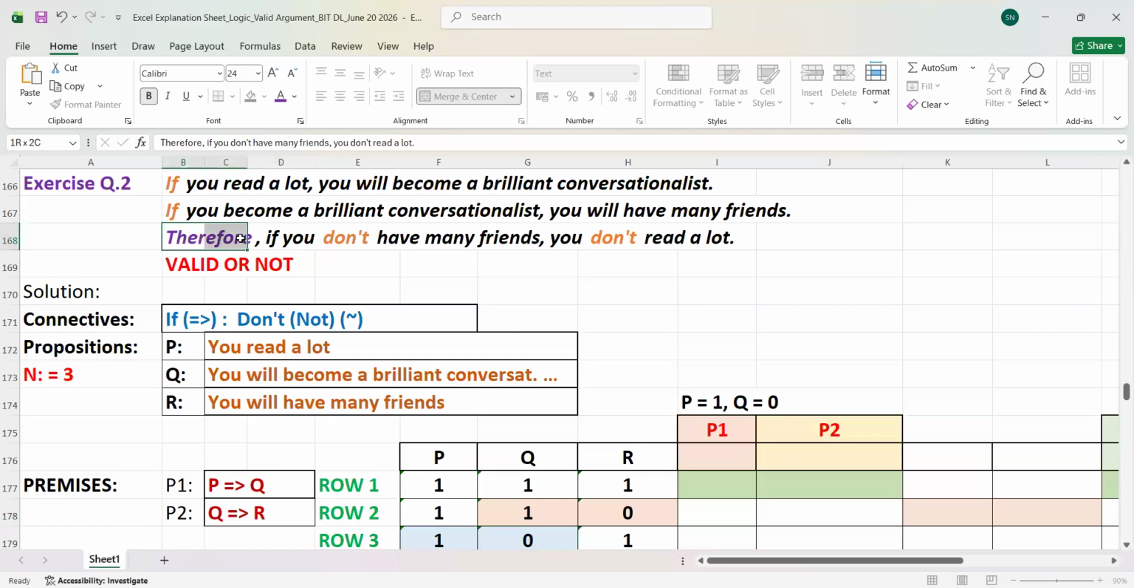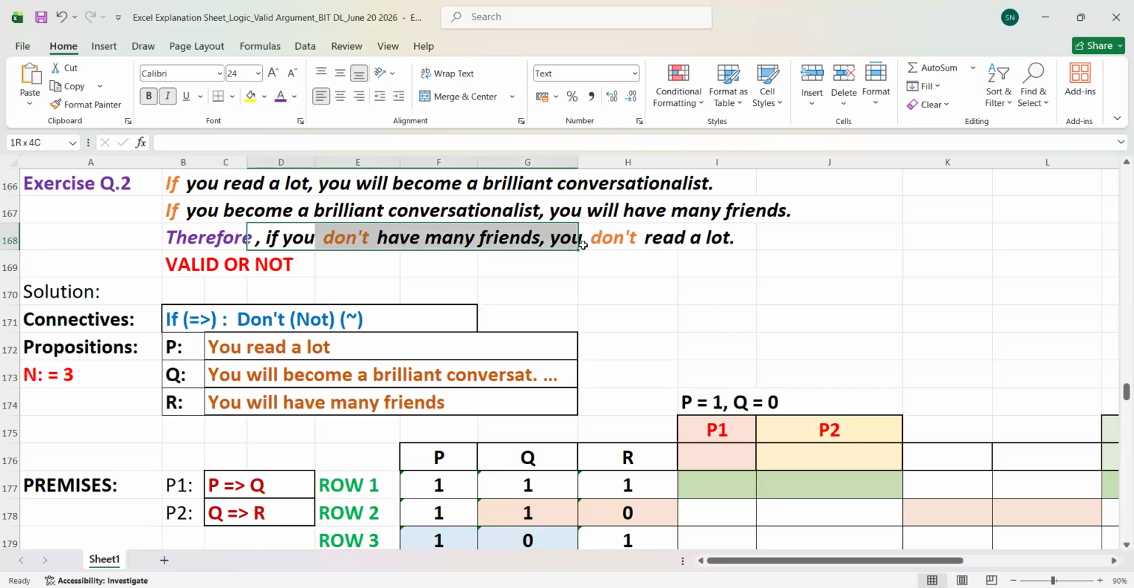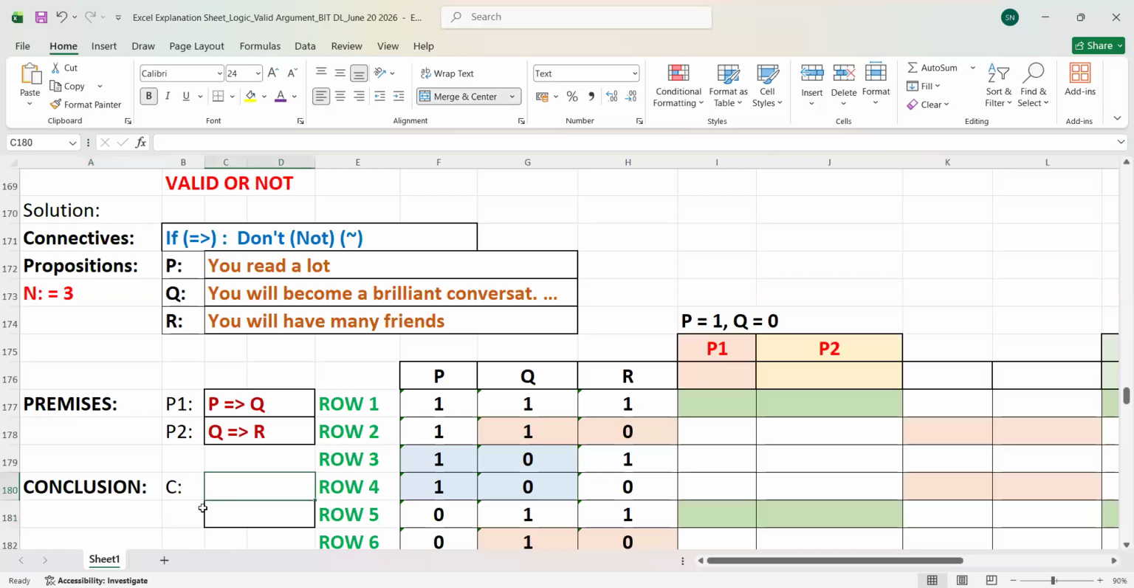Now, let's take the last one. The last one is therefore. They start with therefore. So it means that must be a conclusion. It means the premises we are done. Now, the conclusion starts from if you don't have many friends. Now, we know that don't is negation. So having friends is R. So if you don't have many friends, that should be negation of R. You don't read a lot. And reading a lot is P. So my conclusion should be negation of R implying negation of P.